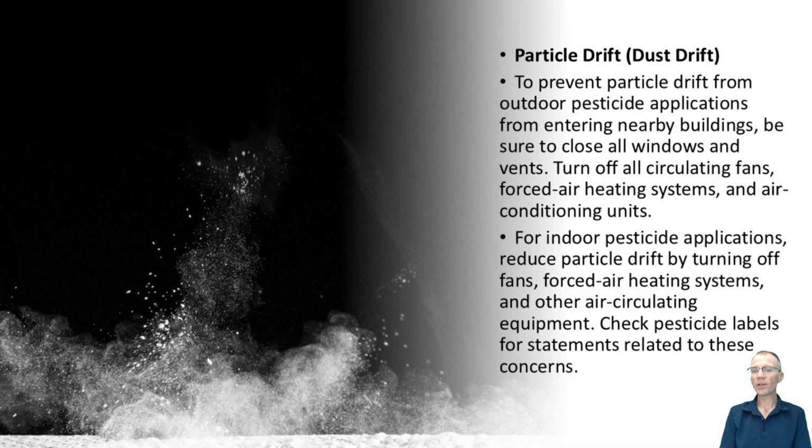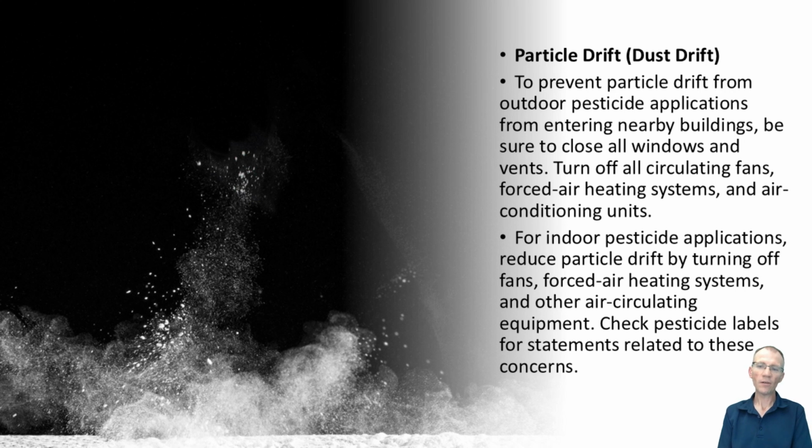To prevent particle drift from outdoor pesticide applications from entering nearby buildings, be sure to close all windows and vents. Turn off all circulating fans, forced air heating systems, and air conditioning units. For indoor pesticide applications, reduce particle drift by turning off fans, forced air heating systems, and other air circulating equipment. Check pesticide labels for statements related to these concerns.